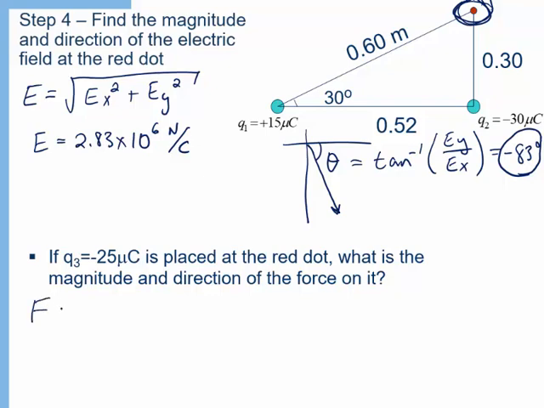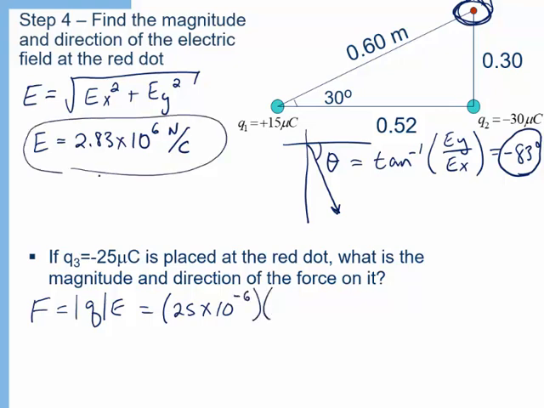The magnitude of the force is just going to be Q times E. So in other words, we take our 25 microcoulomb charge, multiply it by the magnitude of the electric field that we got up above, and what we get is a force of 71 newtons.